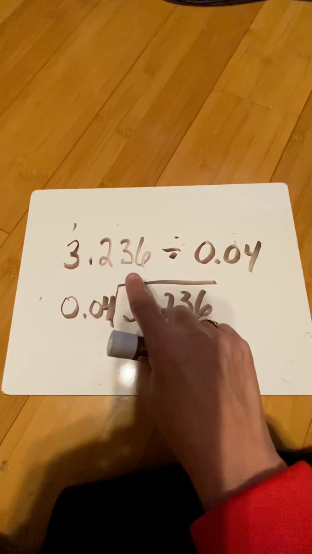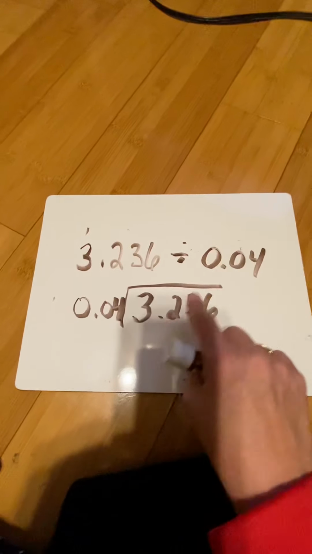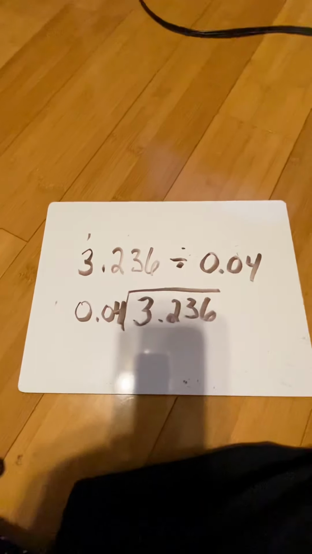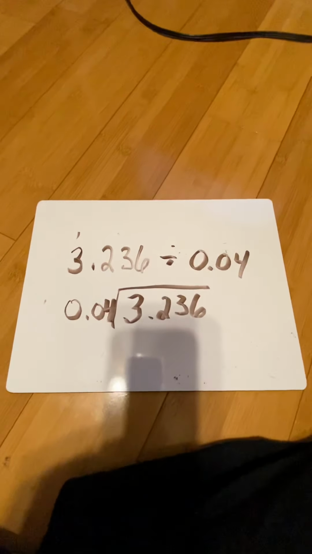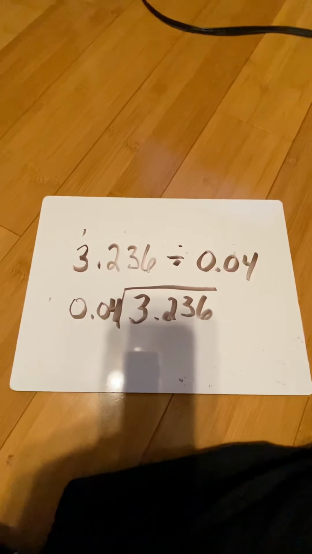3 and 236 thousandths divided by 4 hundredths. The dividend is inside. 4 hundredths is on the outside. So I'll give you a couple more minutes.